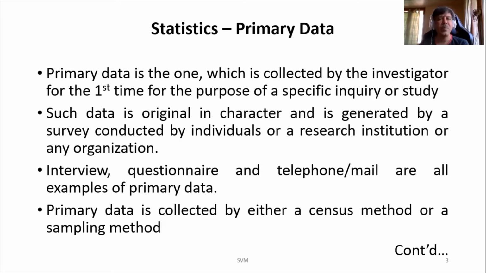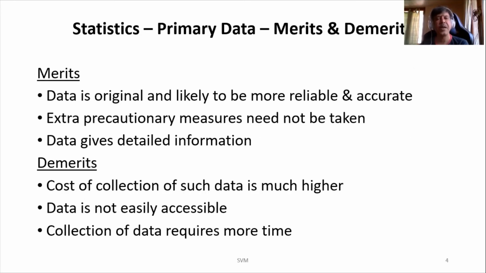Now let us see what the merits and demerits of primary data are. Merits: of course, since it is done by the investigator himself, it becomes original and you can rely upon it. It can give you more accurate results. But there is a demerit. Cost will be very high, since the data collection will be much larger and it is going to take much time. So naturally, the cost will go up. And here, since it is done by the investigator himself, not much extra precaution needs to be taken, and the data gives you detailed information.